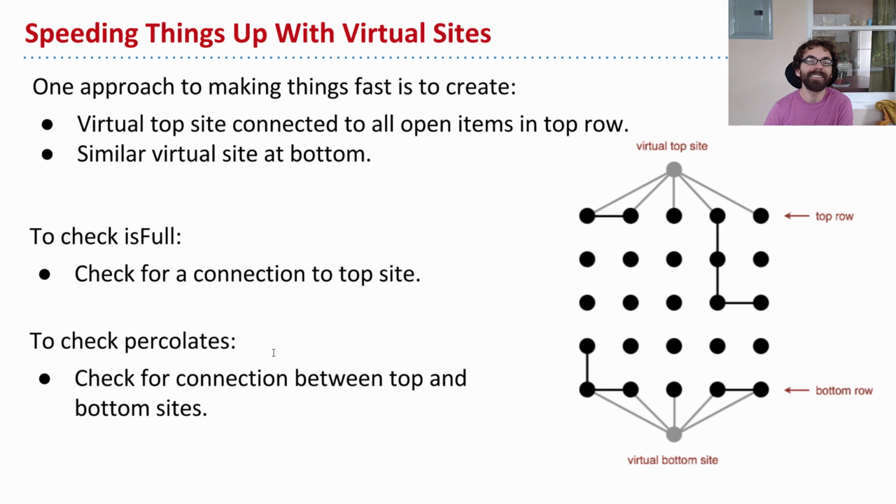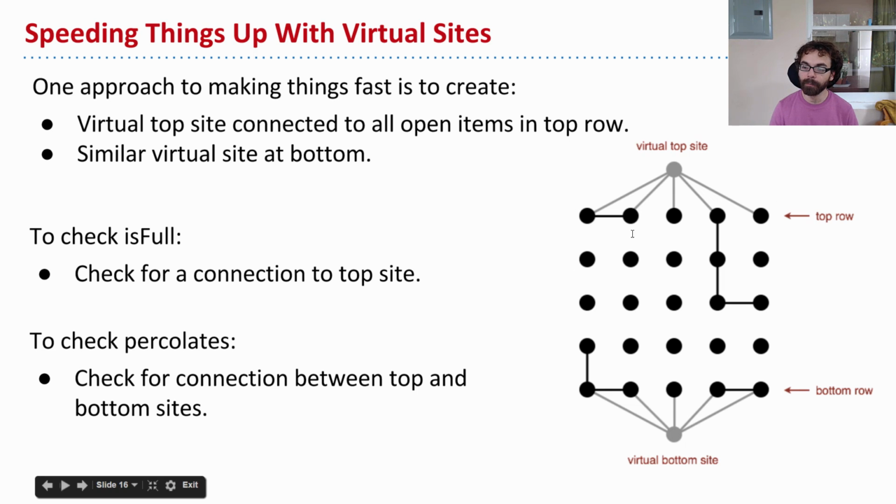So what we're going to do is a trick that's reminiscent of other things you might find yourself doing moving forwards when you design algorithms and data structures, which is to fudge the definitions of your data structure just a little in ways that are convenient to speed things up. In this case, my one weird trick is to create a virtual top and virtual bottom site. Now, what does that mean?